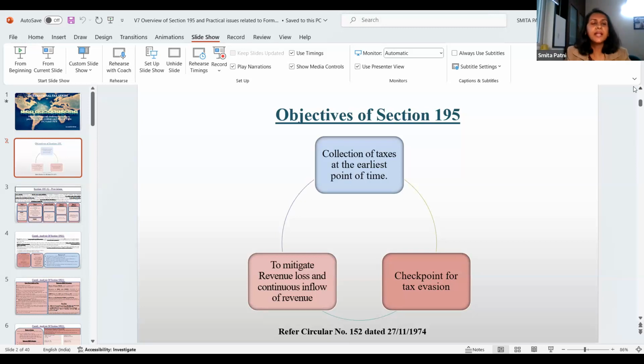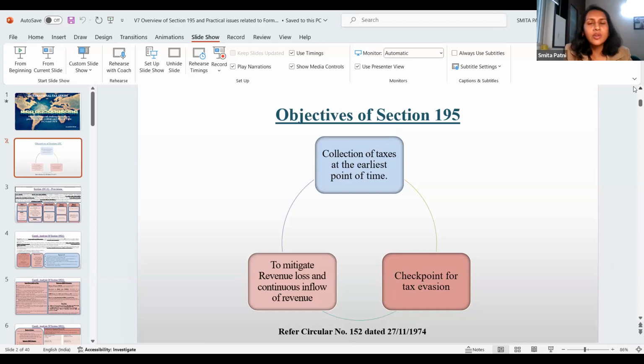The third reason for bringing this section into ambit was that this is a checkpoint for any tax evasion. Once the income goes out of India, there is no way to withhold taxes. So that is the reason this section comes into play, as it acts as a checkpoint for tax evasion. Circular number 152, as already mentioned here, has brought out these objectives very clearly.